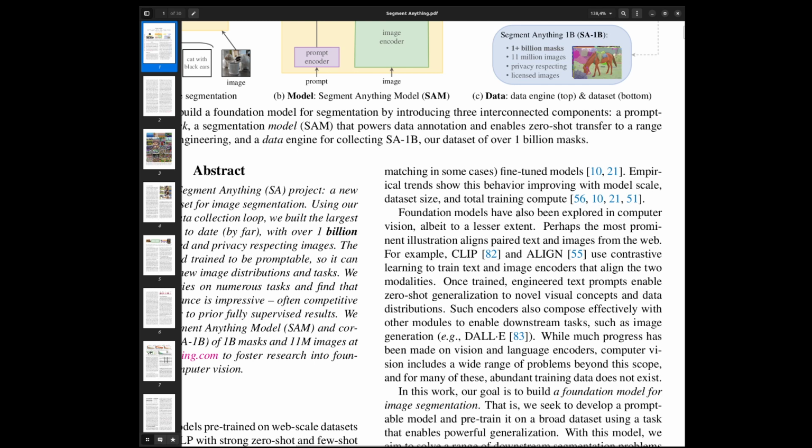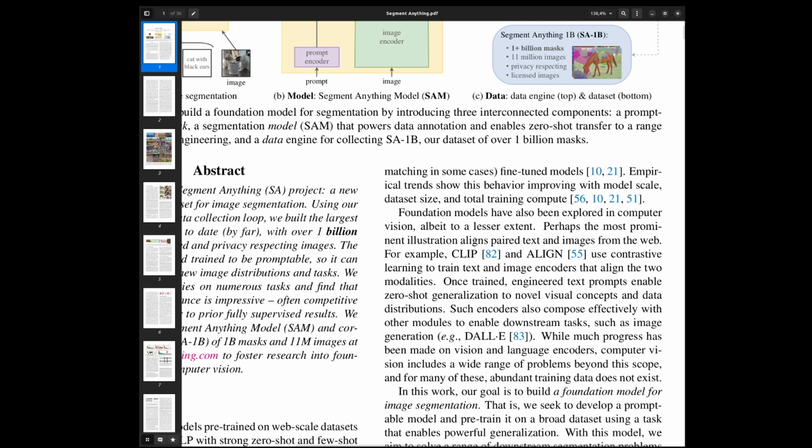Foundation models have also been explored in computer vision, albeit to a lesser extent. I have no idea what this word means. Me too. This is some research vocabulary BS, I guess. Yeah, you need to be exactly... We are not using hard, smart language enough to understand this. Okay.